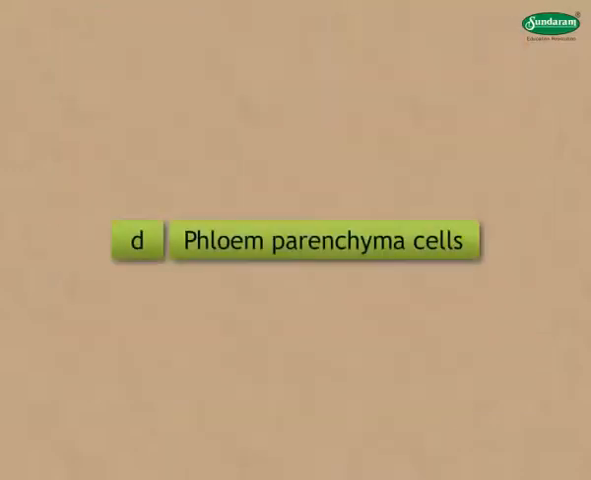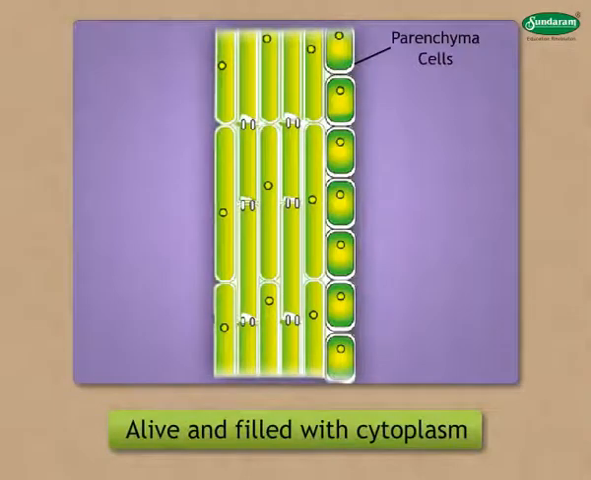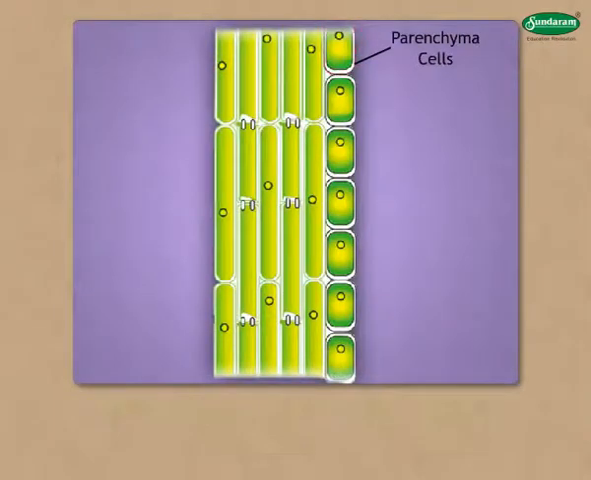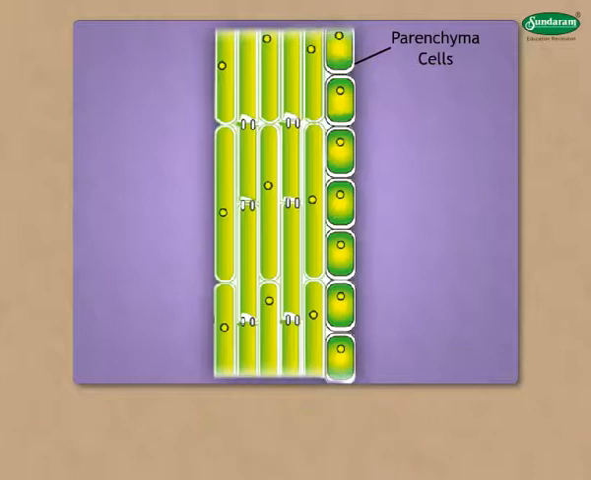D. Phloem parenchyma cells are alive and filled with cytoplasm. The cell walls are thin. These cells form the packing tissue between all the other types of cells. Phloem parenchyma stores compounds such as starch.